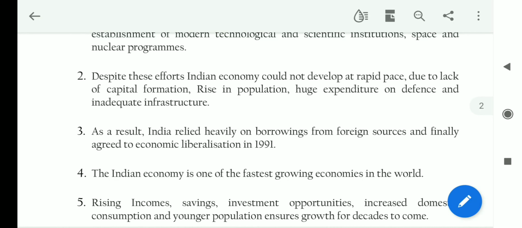As a result, India relied heavily on borrowings from foreign sources and finally agreed to economic liberalization in 1991. As the condition was not favorable, India did not have that much funds to rebuild and re-industrialize. So what was the option? To borrow from foreign countries. So that led to liberalization in 1991, where under liberal rules India can borrow funds from foreign countries.